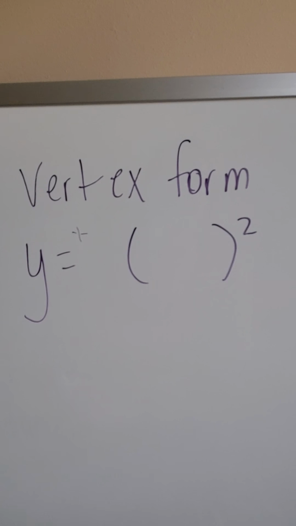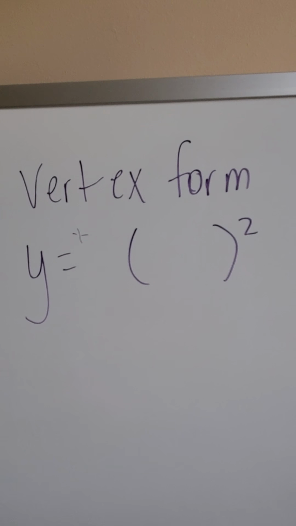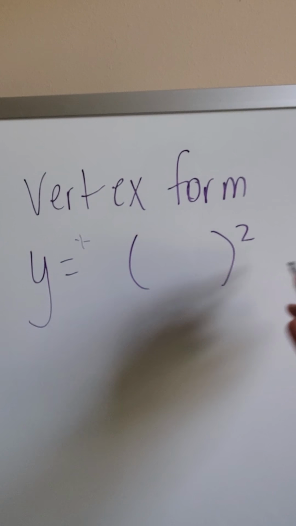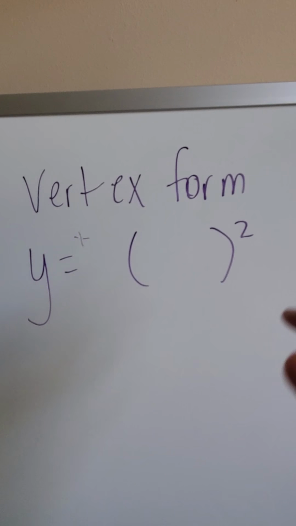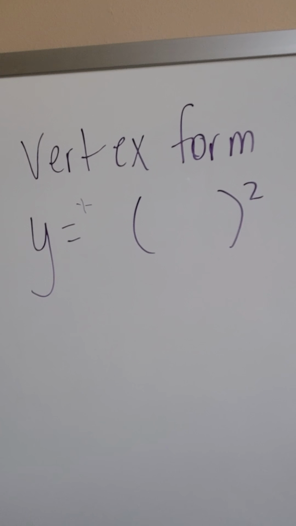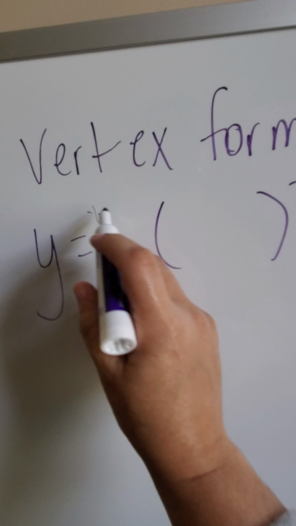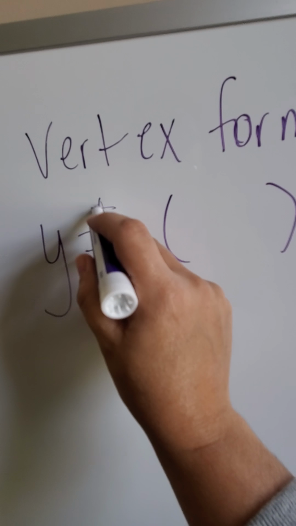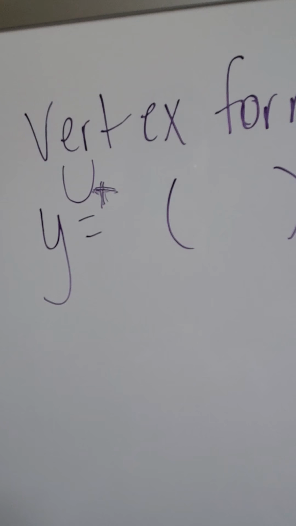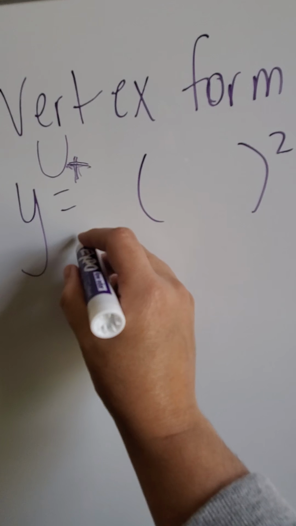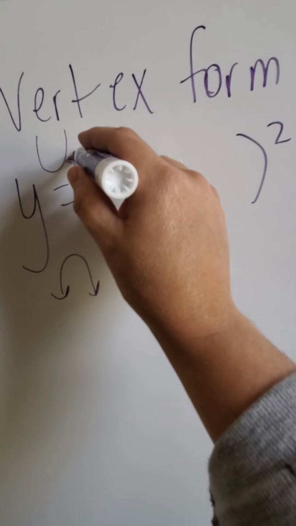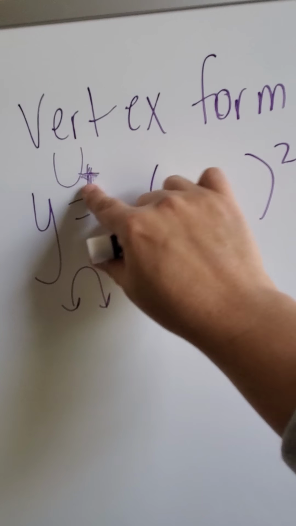The first one is vertex form, where you can either add or subtract something on the inside and add or subtract something on the outside, and it'll cause your graph to shift. Hopefully this is a refresher, not something new. Okay, so if this is positive out front, then that tells me it opens up, right? If it's negative, then it opens down.